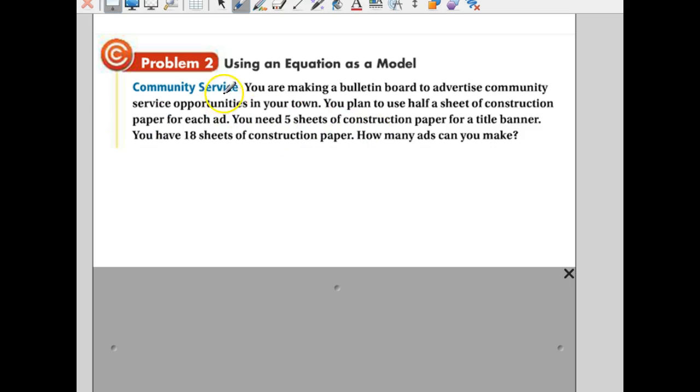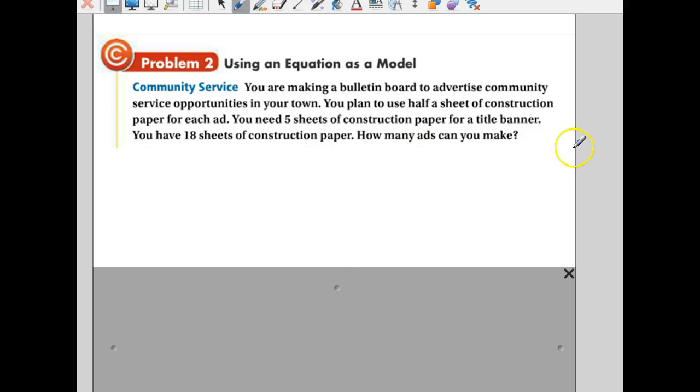Alright, next page. You are making a bulletin board to advertise community service opportunities in your town. You plan to use half a sheet of construction paper for each ad. You need 5 sheets of construction paper for a title banner. You have 18 sheets of construction paper. How many ads can you make?